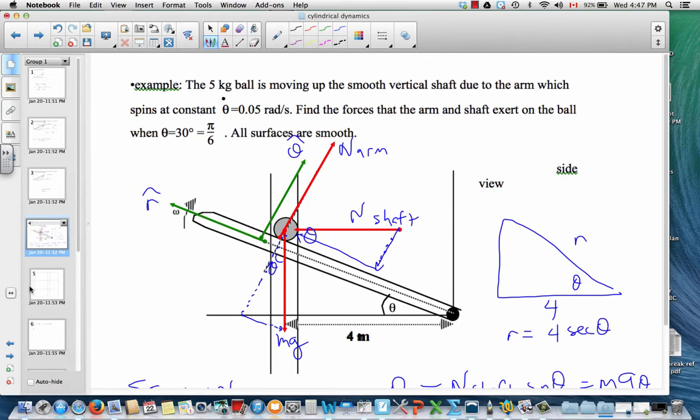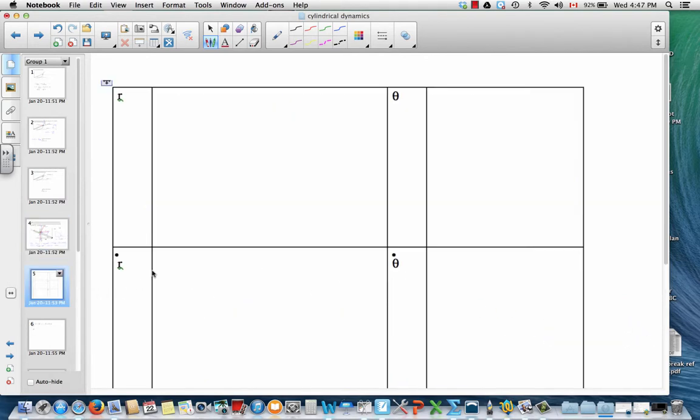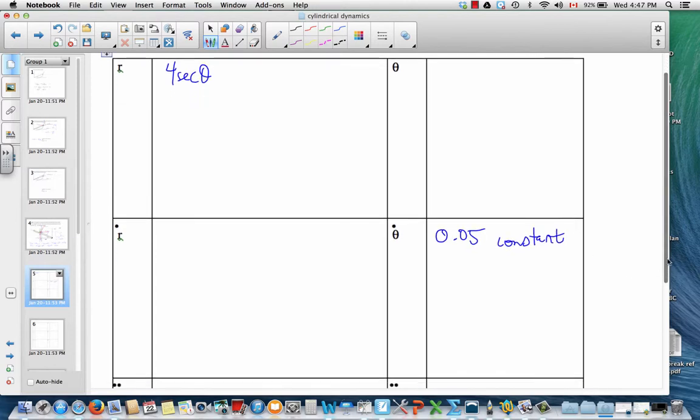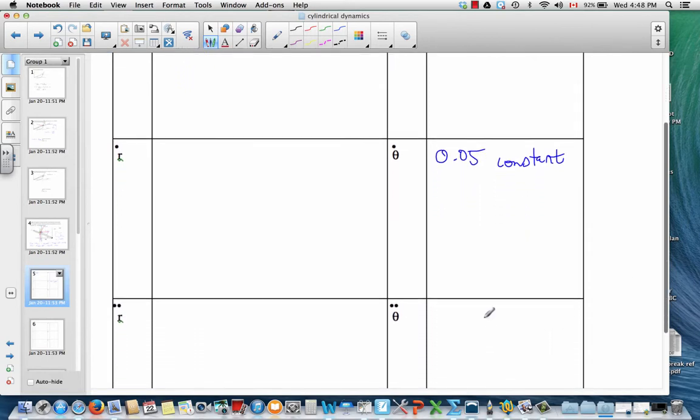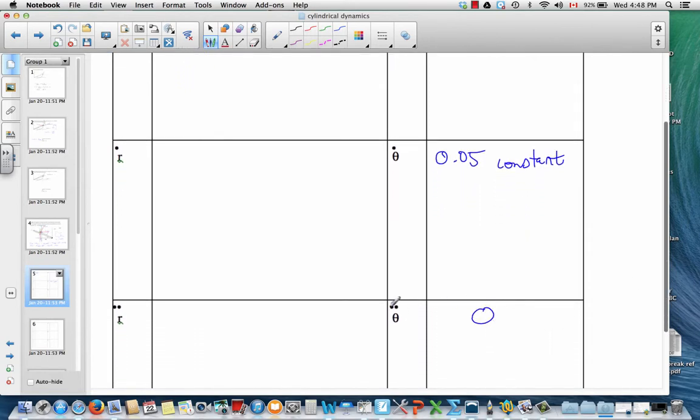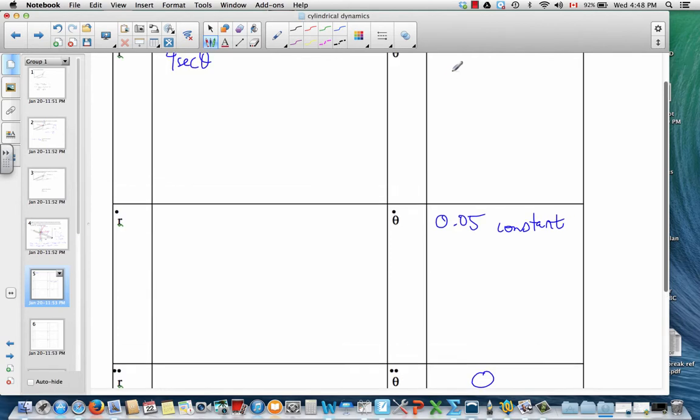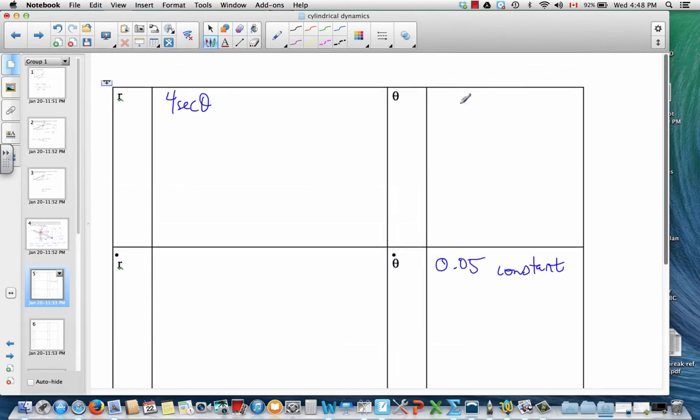Now that'll be the basis for doing our kinematics. So we can enter that in here. r is 4 secant theta. We're told that the rod is rotating at a constant rate, and theta dot is given as 0.05. It's not changing. If it's not changing, then theta double dot is 0, so that mercifully makes that a little easier. And we could integrate backwards if we needed to and just find that theta is 0.05 t.